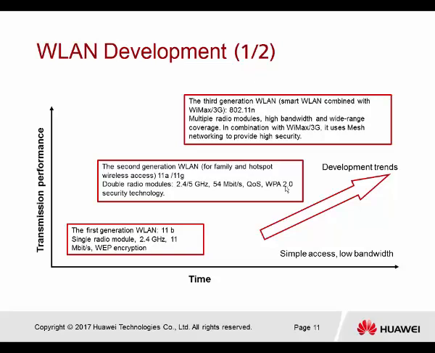And lastly, we have the third generation WLAN. For the third generation WLAN, we are actually using 802.11n. This one supports a multi-radio module, high bandwidth and wide range coverage. It can also be combined with WiMAX 3G. It uses MAX networking to provide high security.